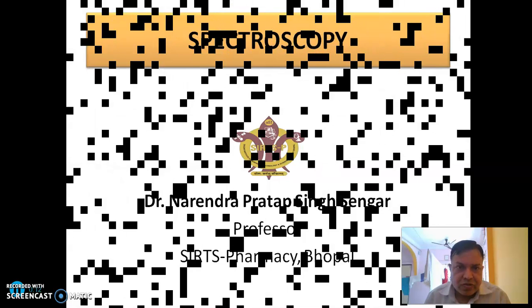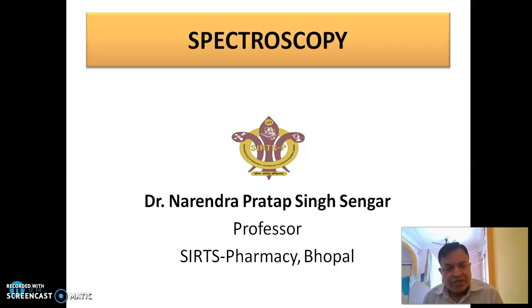Today we are going to study spectroscopy: definition of spectroscopy, basics of spectroscopical methods, electromagnetic radiation, how they interact with matter, and how we can determine the unknown organic compound structure with the help of a spectral method.